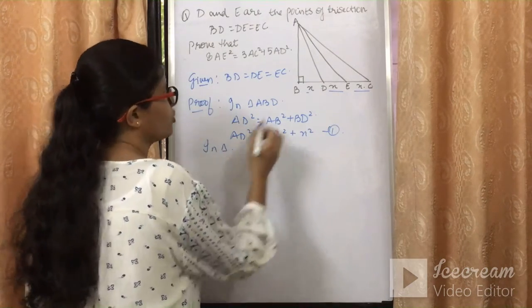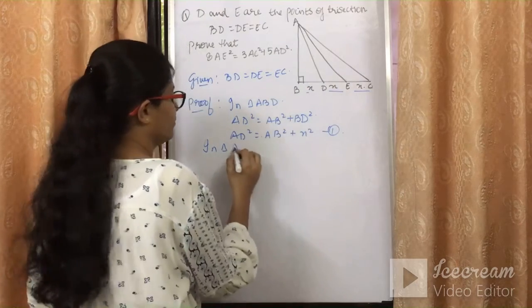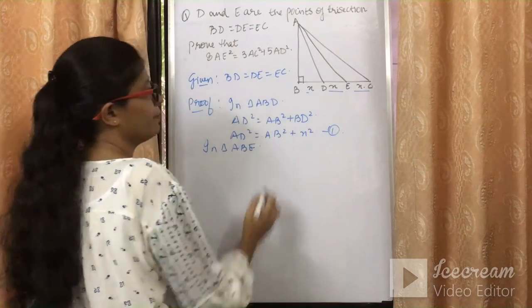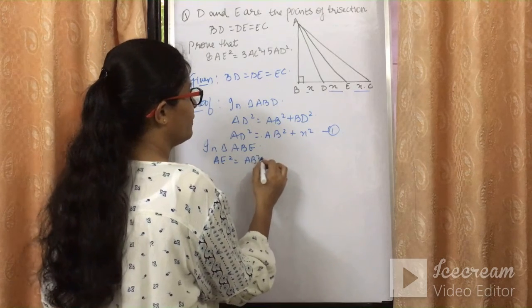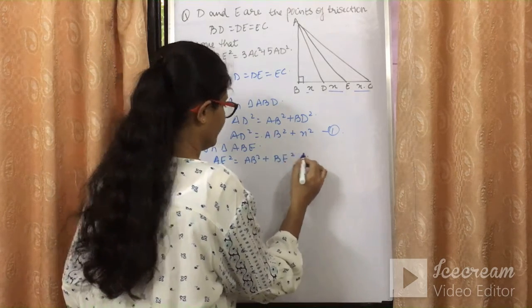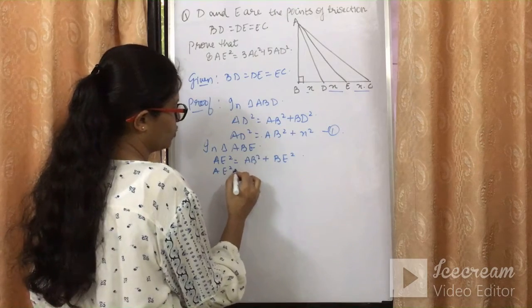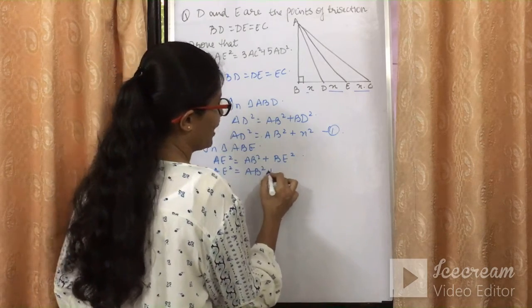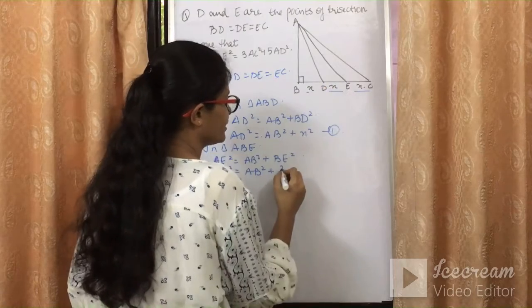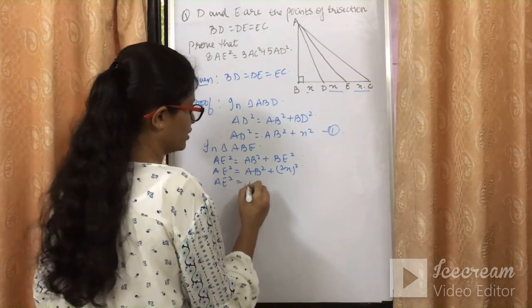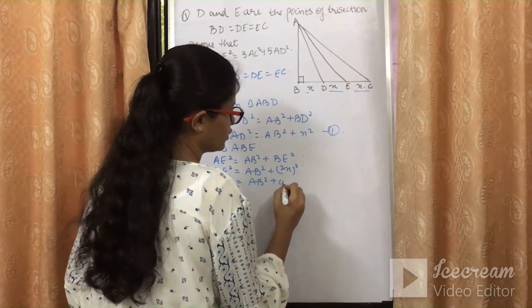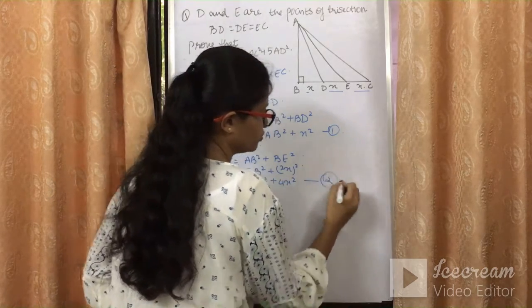We can apply in triangle ABE. ABE में कैसे हम Pythagoras लगाएंगे? AE square will be equal to AB square plus BE square. Again we can write AE square is equals to AB square plus BE square is nothing but 2x का whole square. So it will be AE square is equals to AB square plus 4x square. That will be equation number 2.